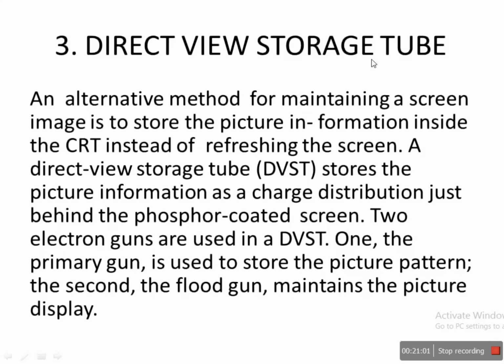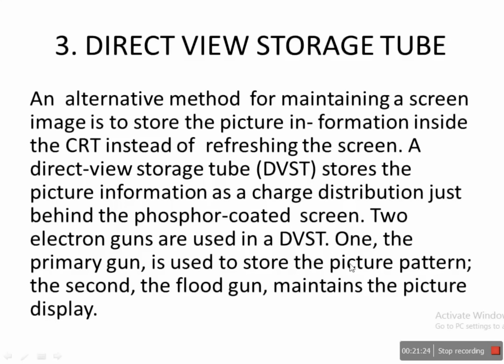Direct view storage tube. An alternative method for maintaining a screen image is to store the picture information inside the CRT instead of refreshing the screen. Okay, so a direct view storage tube stores the picture information as a charge distribution just behind the phosphor coated screen. Two electron guns are used in DVST.